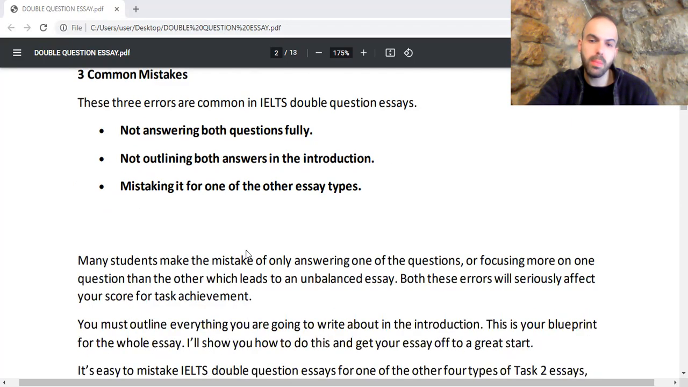Many students make the mistake of only answering one of the questions or focusing more on one question than the other, which leads to an unbalanced essay. But these errors will seriously affect your score for task achievement.